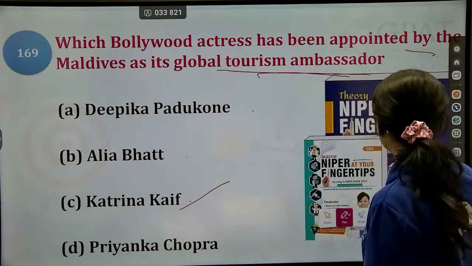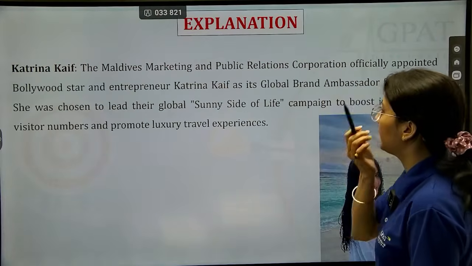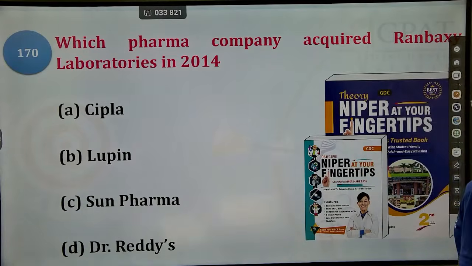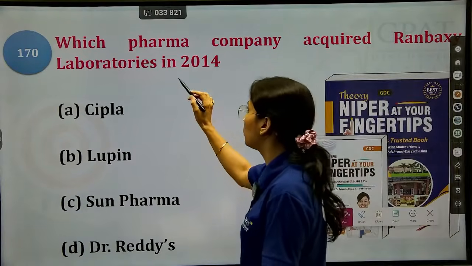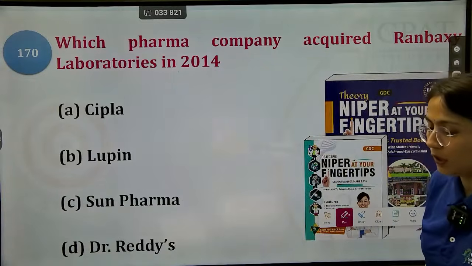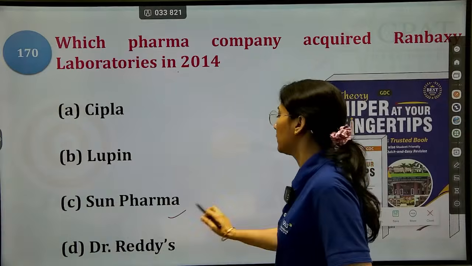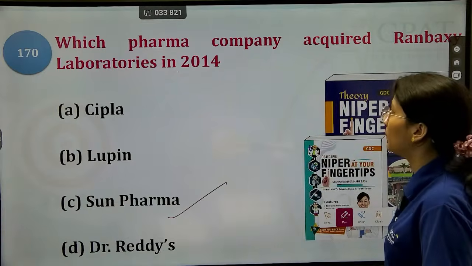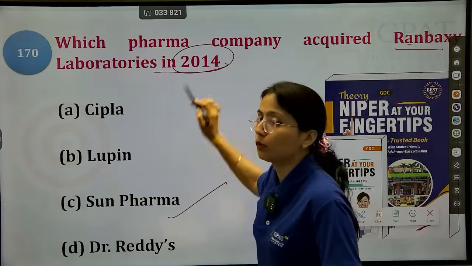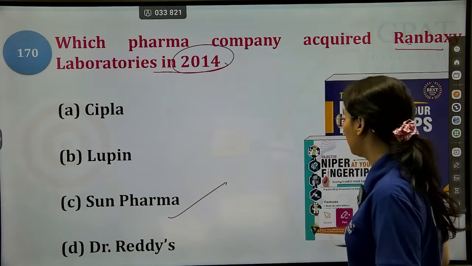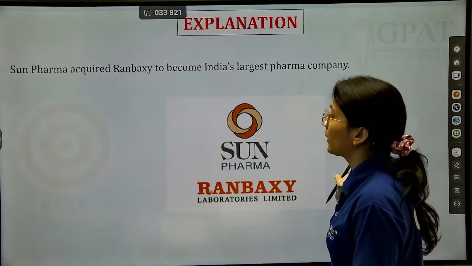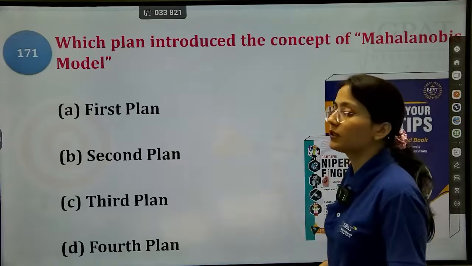Now move to the next, that is question number 170. Which pharma company acquired Ranbaxy Laboratories in 2014? Cipla, Lupin, Sun Pharma, Dr. Reddy's. So the correct answer is option C, Sun Pharma. Sun Pharma acquired Ranbaxy to become India's largest pharma company.